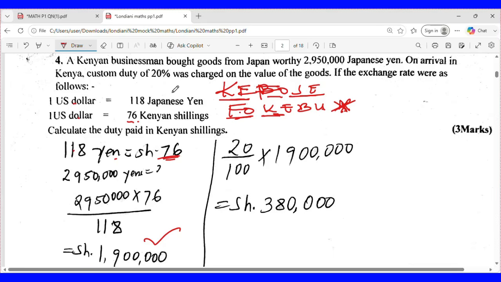So the 20% is what we are looking for. So 20 over this times that, you get simply this. So my mind went far, but I have taught you about Kcse and Kebu, although we are not applying it here now.